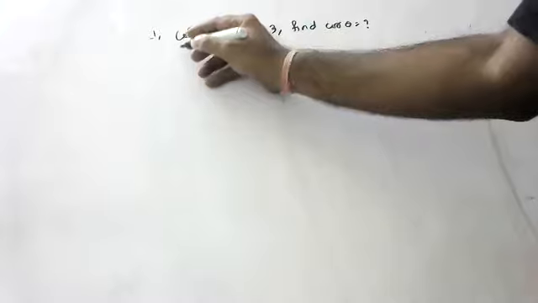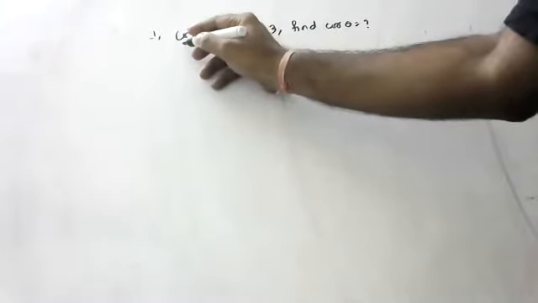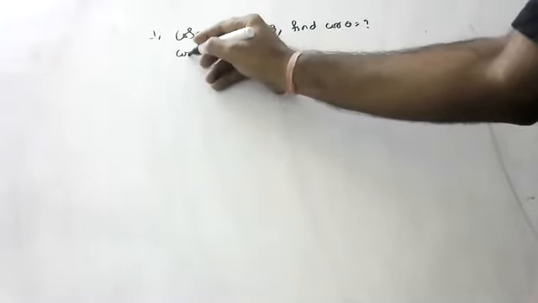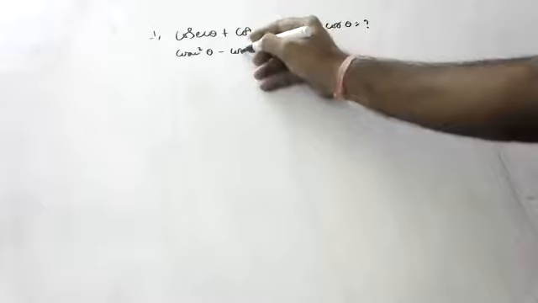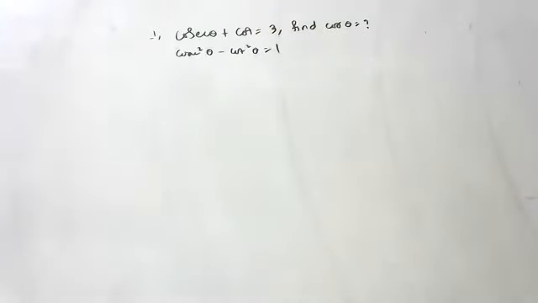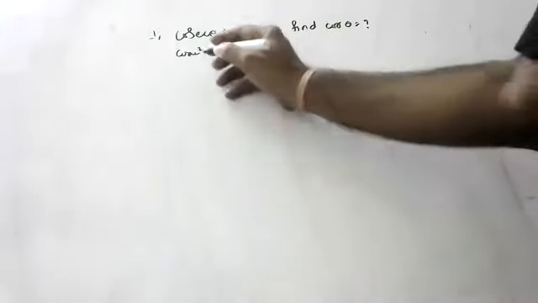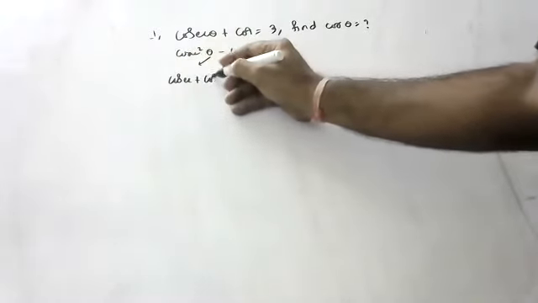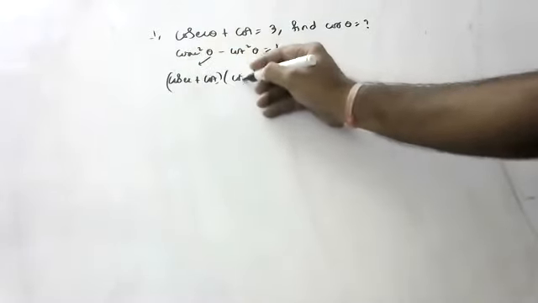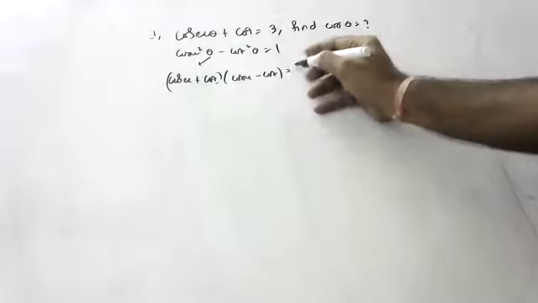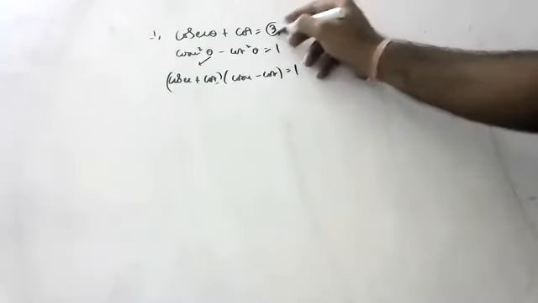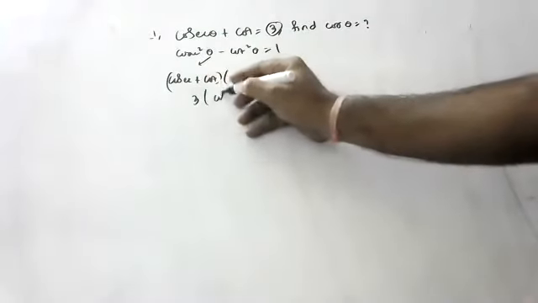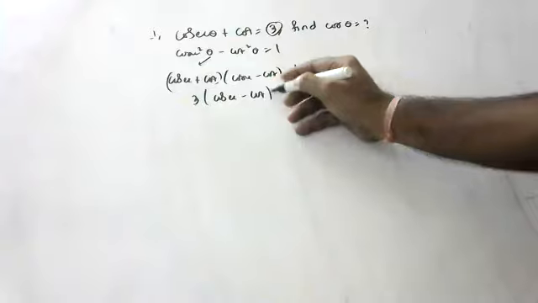Yes, children. We know cosecant square theta minus cot square theta is equal to 1. We all know that cosecant square minus cot square is equal to 1. So cosecant plus cot into cosecant minus cot is equal to 1. But cosecant plus cot is already given as 3. So cosecant minus cot is equal to 1 by 3.